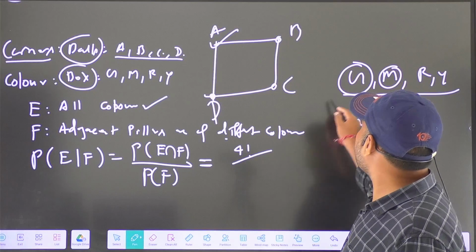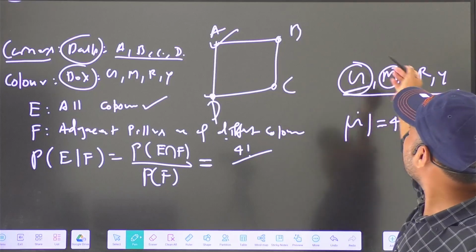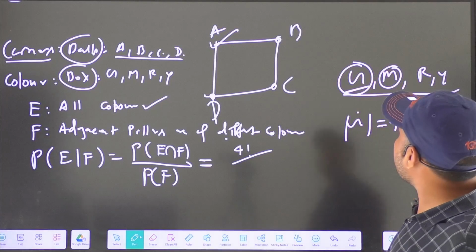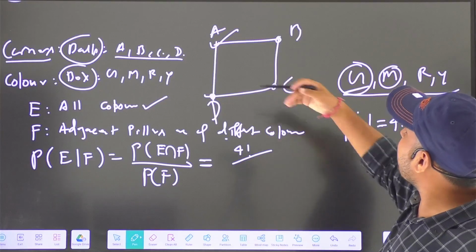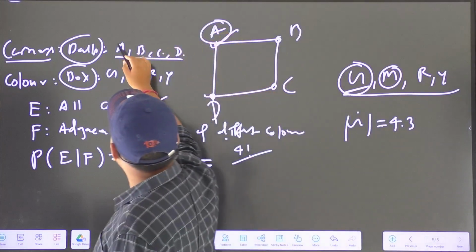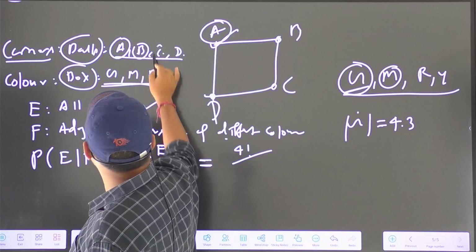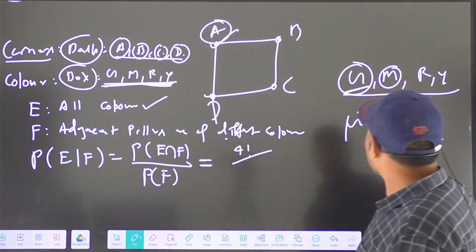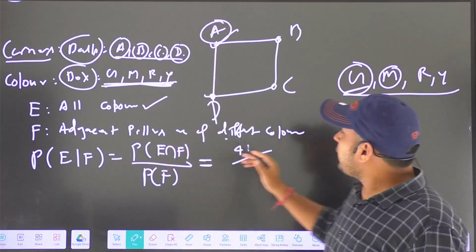Okay, so you are saying A can have any color out of 4, B can have any, C can have any and D can have any. Yes, sir. All can have the same color, right? It is possible. So the first pillar has 4 choices, the second has 4 choices, the third has 4 choices, the fourth has 4 choices. Okay, agree.